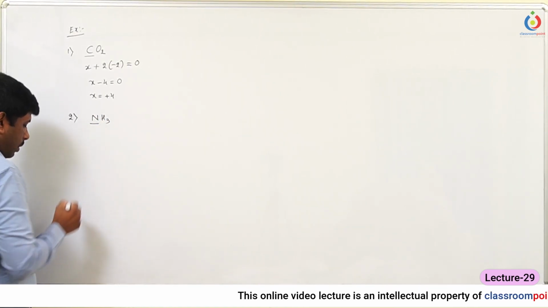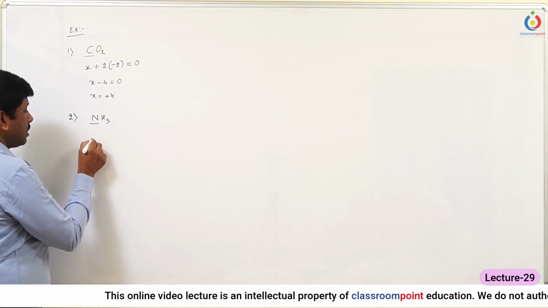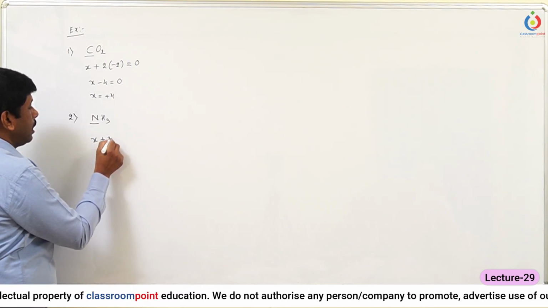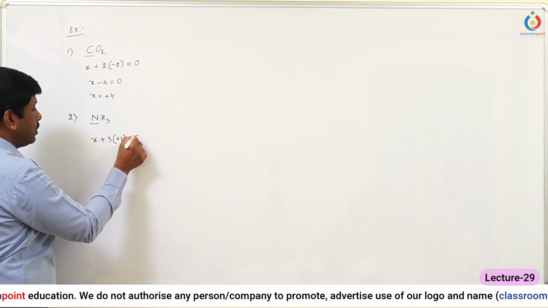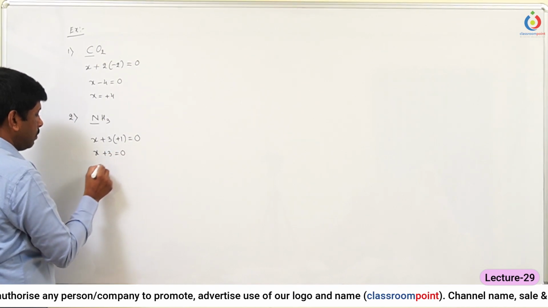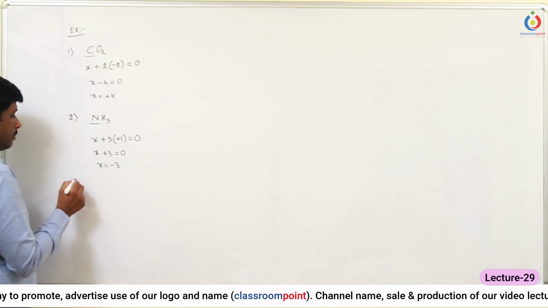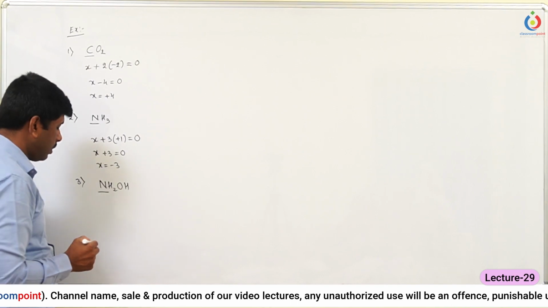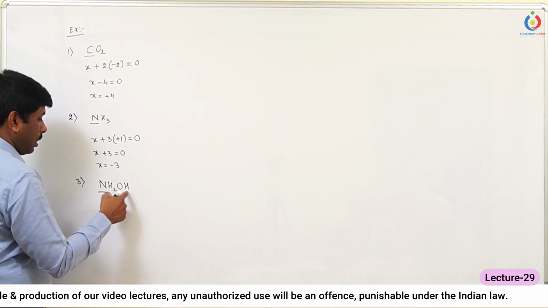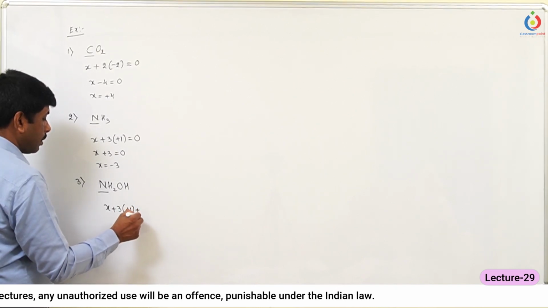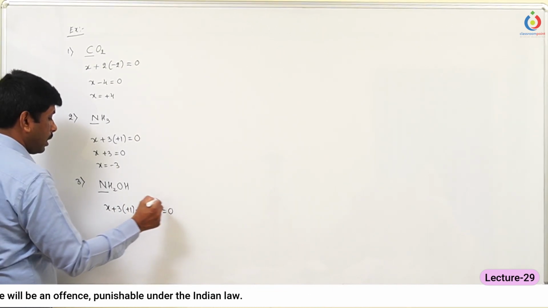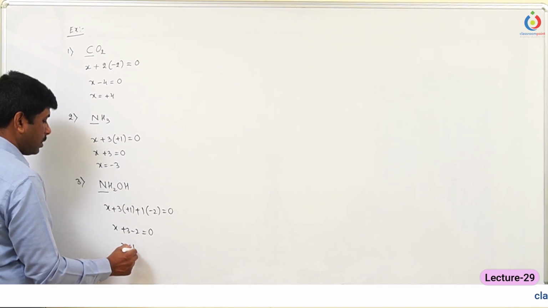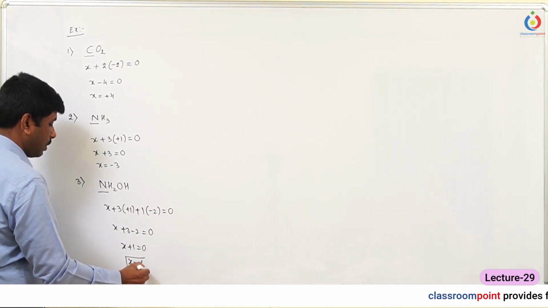NH3. I don't know nitrogen, so we shall calculate it. Let us consider the nitrogen oxidation state as X. Since only one nitrogen is there, 1X I am taking, plus 3 hydrogens, 3 times +1. Total value is equal to 0 here. X plus 3 equals 0. X equals -3. NH2OH, hydroxylamine, nitrogen oxidation state. So X, totally 3 hydrogens are there, 3 times +1, 1 oxygen is there, 1 times -2, equals 0. So X plus 3 -2 equals 0. X plus 1 equals 0. X equals -1.